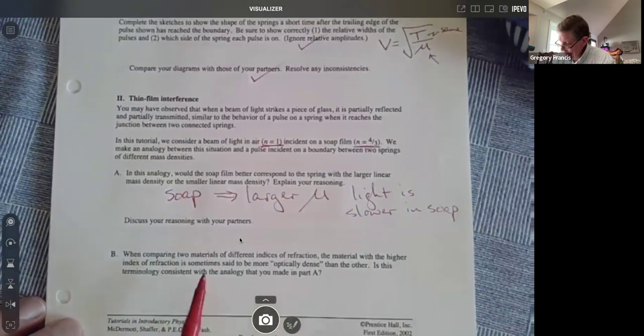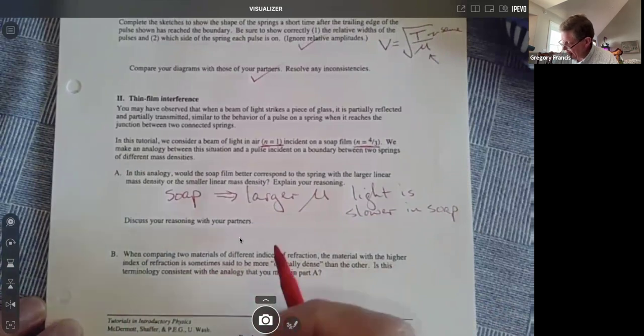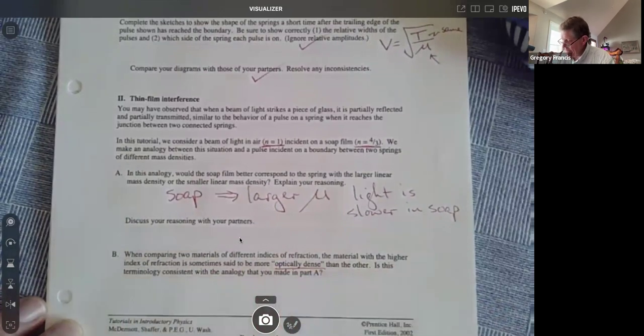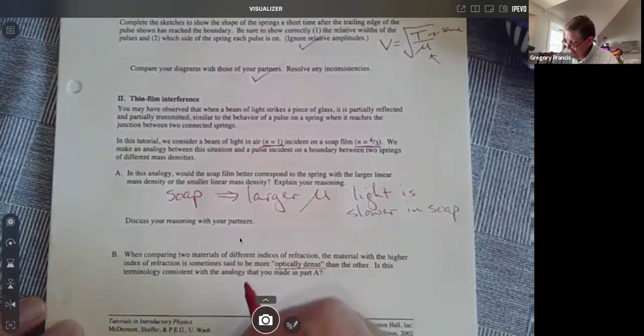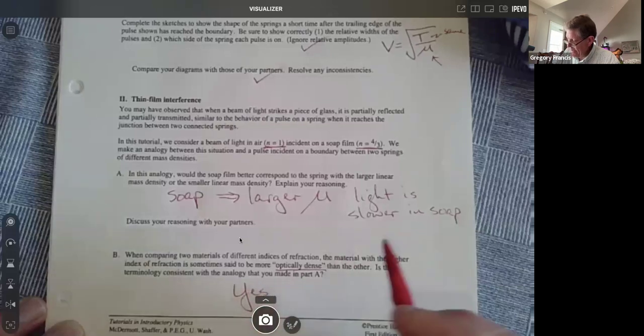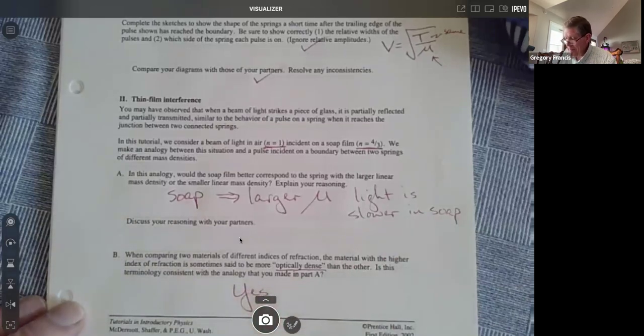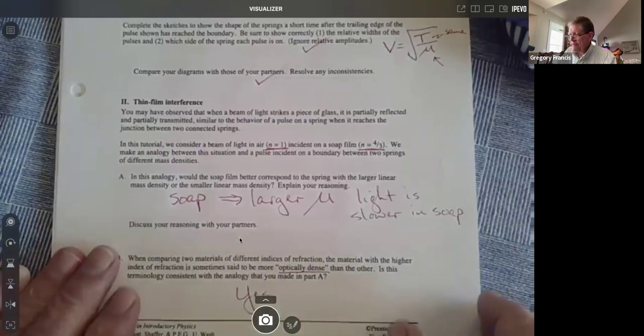Now, when comparing two materials of different indices of refraction, the material with the higher index of refraction is sometimes said to be more optically dense than the other. Is this terminology consistent with the analogy that you made in part A? Yes. Okay. We were talking about mass density with the case of the spring. In this case, optically dense represents how much the medium slows down the light.